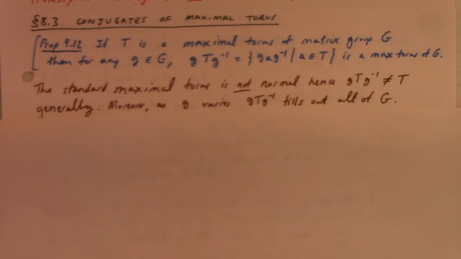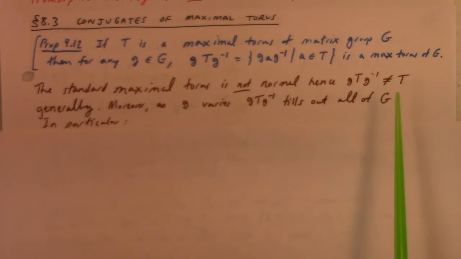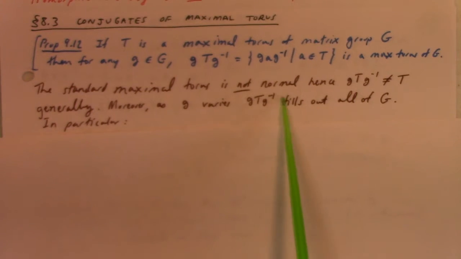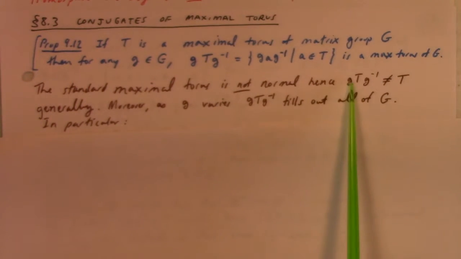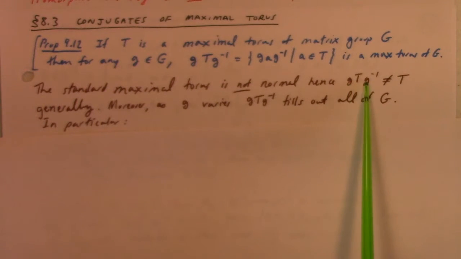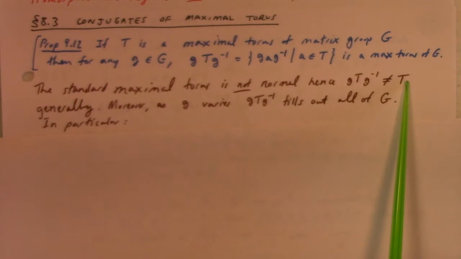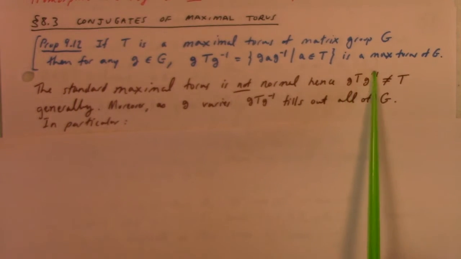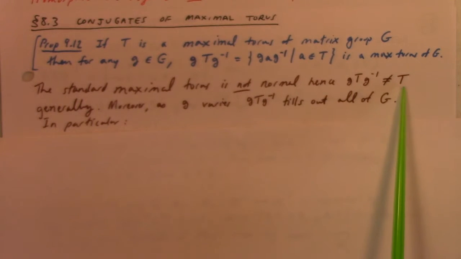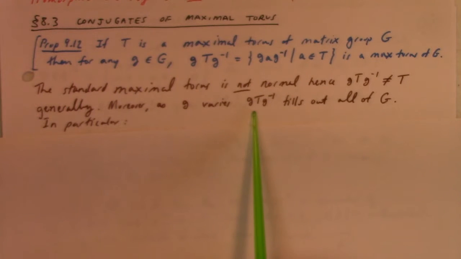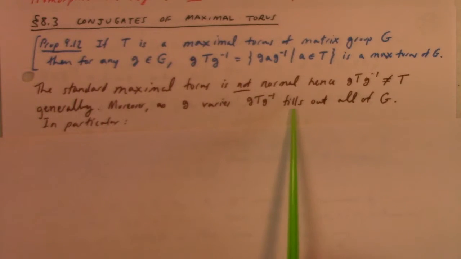So the standard maximal torus is not normal. Normal in the technical sense, which means that it would be a normal subgroup if gTg^-1 was the same thing again. But it's not. All right. So that means that this is a new torus, which was not the standard maximal torus that we stated in the theorem. And so as g varies, this conjugation, gTg^-1, fills out all of G.